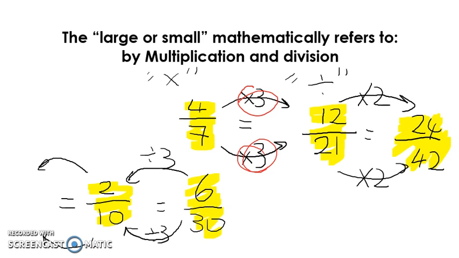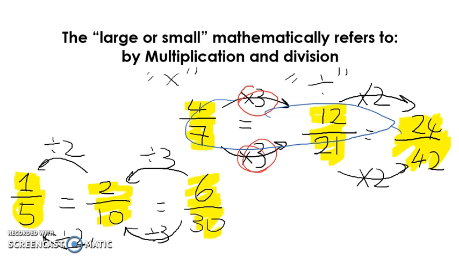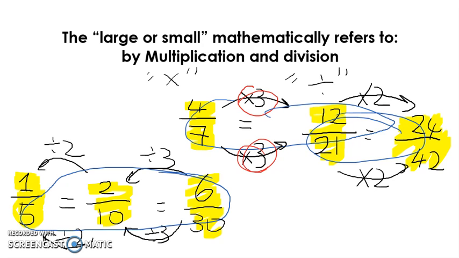Now let's go all the way to the smallest. 2 can be divided by 2. 10 can be divided by 2. What is my last fraction? 1 over 5. Well done. So I have these three that are equivalent fractions, and these three are equivalent fractions to each other. What we just did are the basics or the concepts of equivalent fractions.